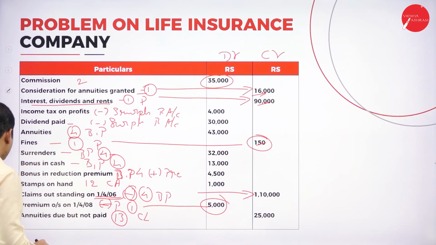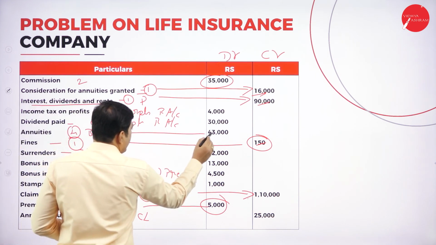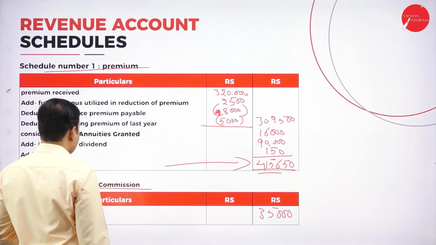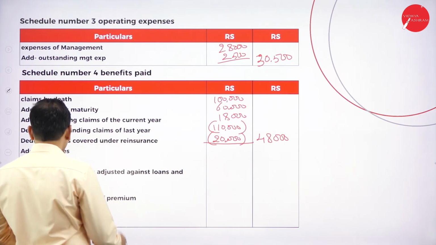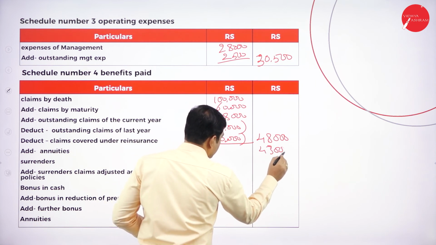Next one, annuities. What is the annuities they have given in the question? So look at the annuities. We have annuities here. It is 43,000. So next one, annuities, we can write here 43,000.